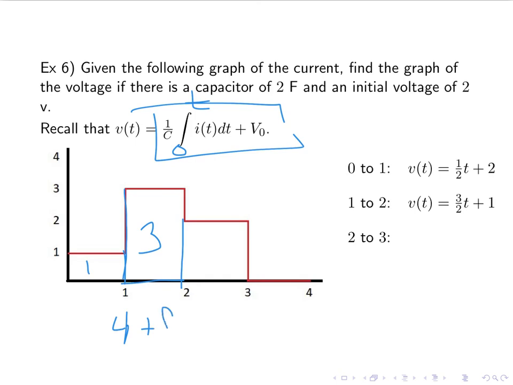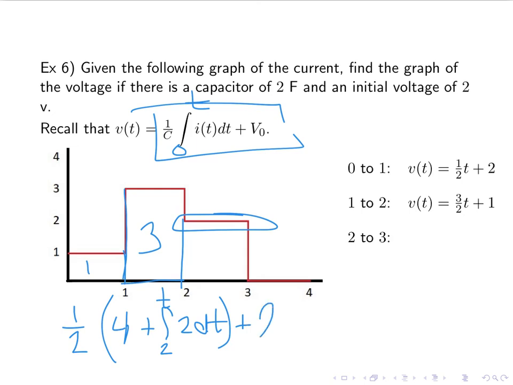And then I'm going to add to it my integral, starting at 2, ending at t, of my function, which is 2 dt. And then that whole thing gets multiplied again by my 1/2, and I'm going to add the 2 at the end.